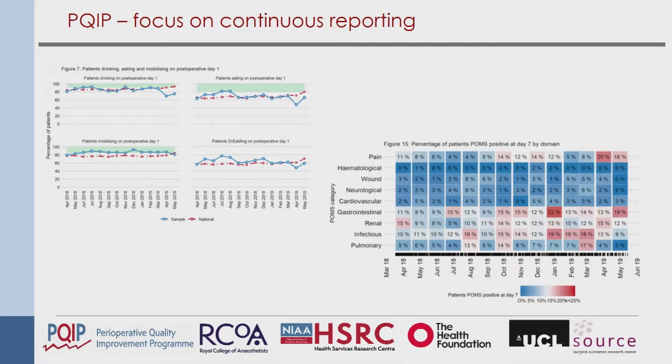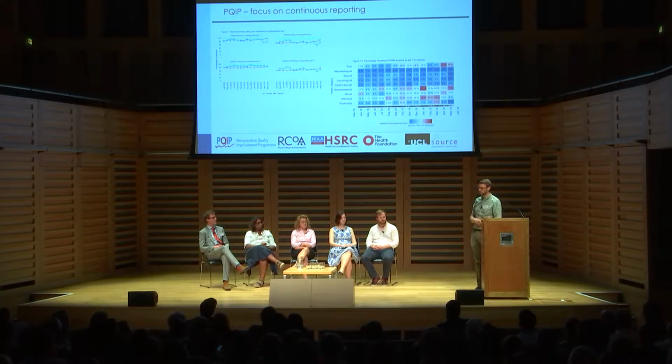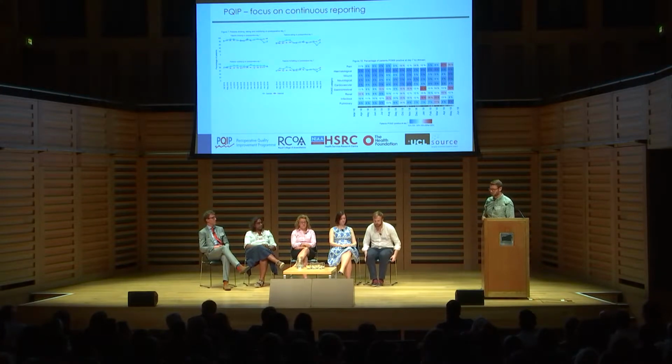So you will all know that there's a particular focus within PQIP looking at continuous reporting in terms of being able to monitor trends over time, particular focus on process measures, but we do also report some limited outcome measures that we collect within the PQIP dataset. The plot on the right-hand side of the screen is how we currently present postoperative morbidity data that we collect at day 7 by the 9 domains and colours related to the proportion of complications. One of the downsides of how we're currently doing that is that there's no risk adjustment built into it.